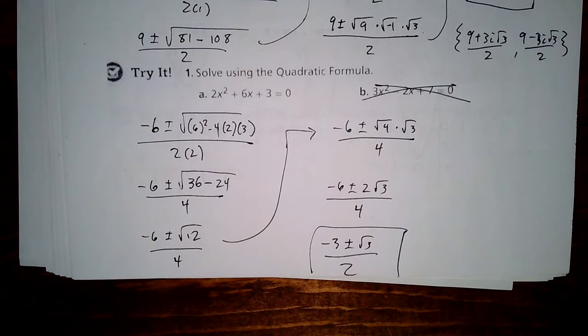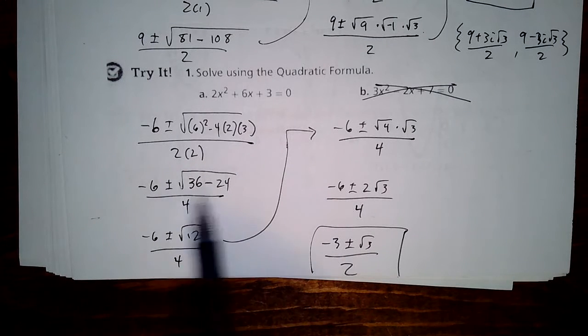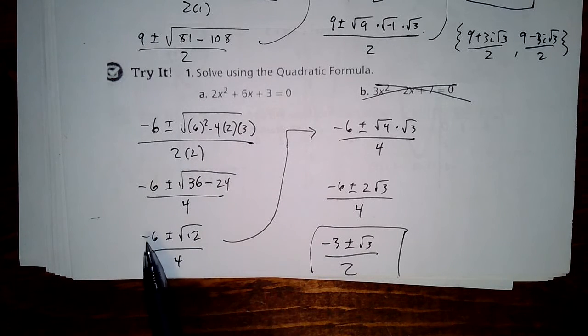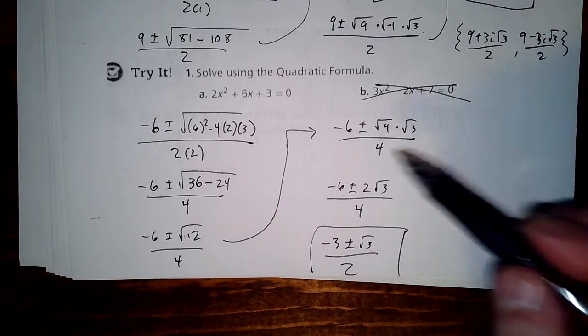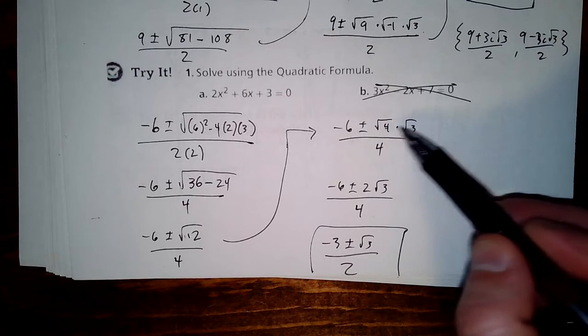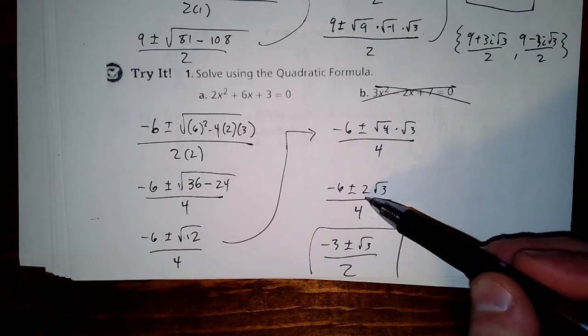Okay, so here's what we got. Everything substituted in. As you're working things out, you should get to this point where you have negative 6 plus or minus root 12 over 4. This tends to be where everybody has trouble. So we need to break this 12 down. Think of a perfect square that goes into 12, like 4. So 4 times 3 were the factors I chose. I then square root the 4 to be a 2.